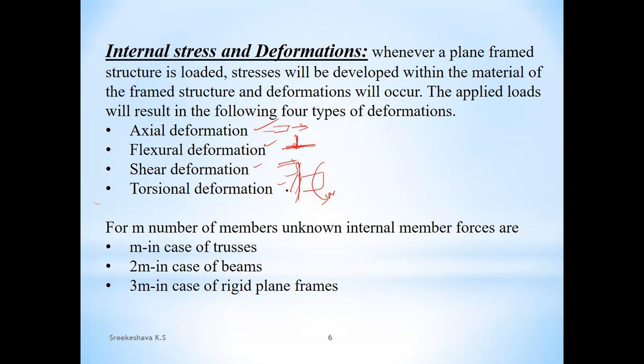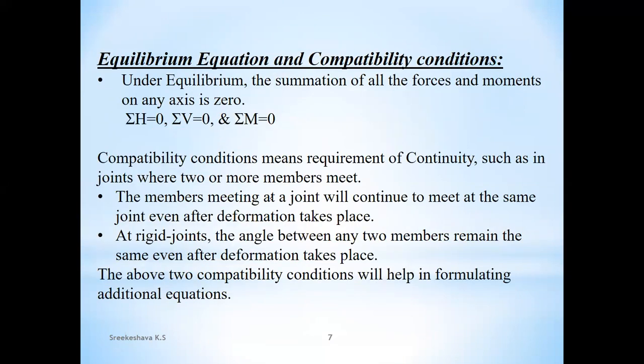See, the number of members, M, and the unknown internal member forces. You may get a question like how many unknowns you may get in a truss. They may give M, 2M, 3M, but the answer is M. So M in the case of trusses, this is very, very important. 2M in the case of beams, 3M in the case of rigid plane frames. M in the case of trusses, 2M in the case of beams, 3M in the case of rigid plane frames. This is very, very important. So M is for truss, 2M is for beams, and 3M for rigid plane frames. Next, we know that equations of statics are three.